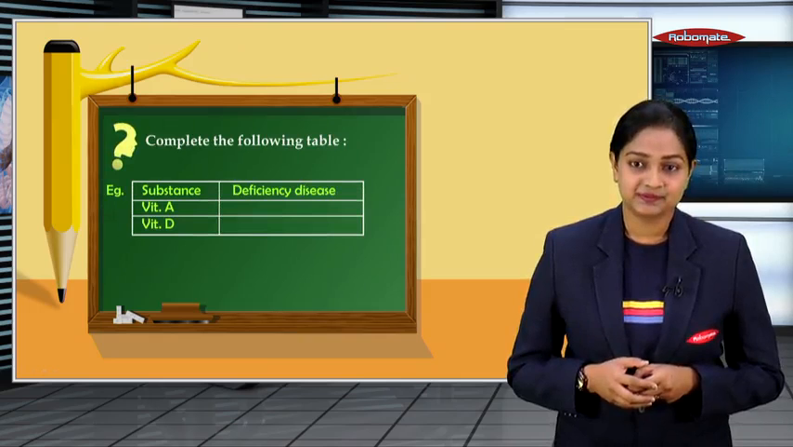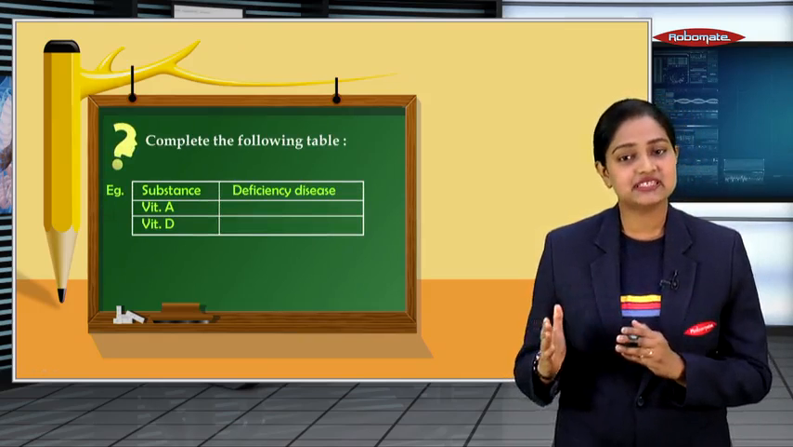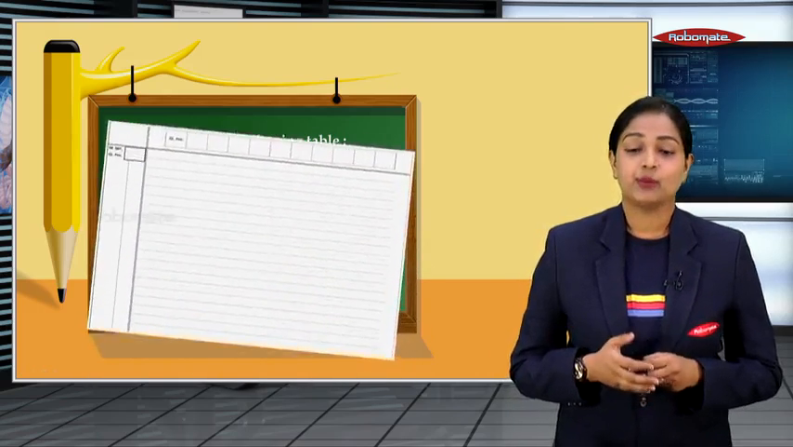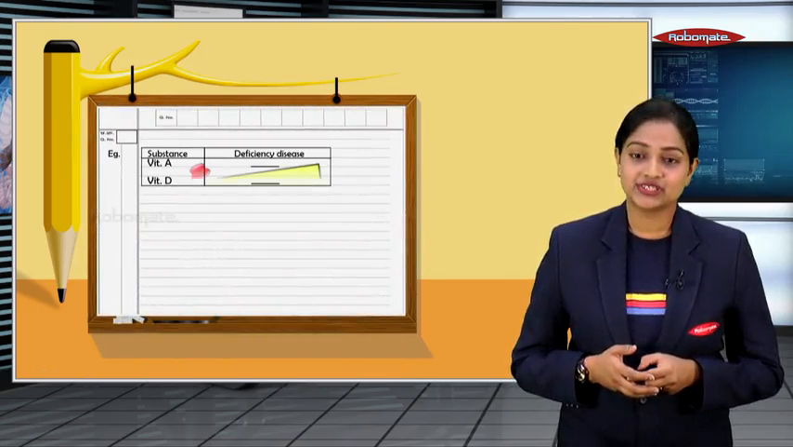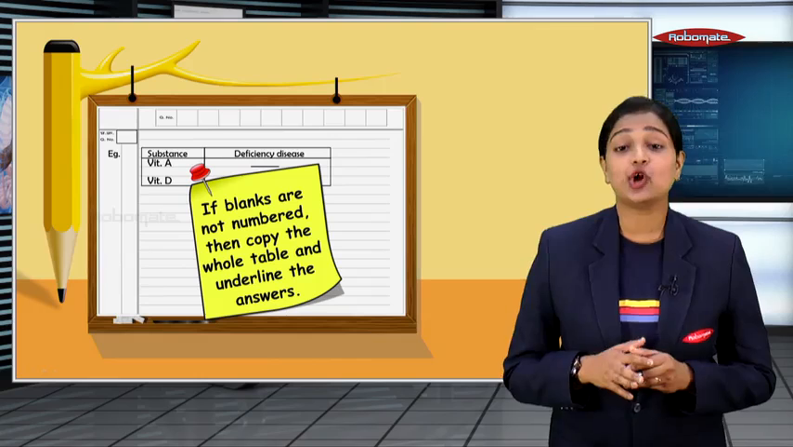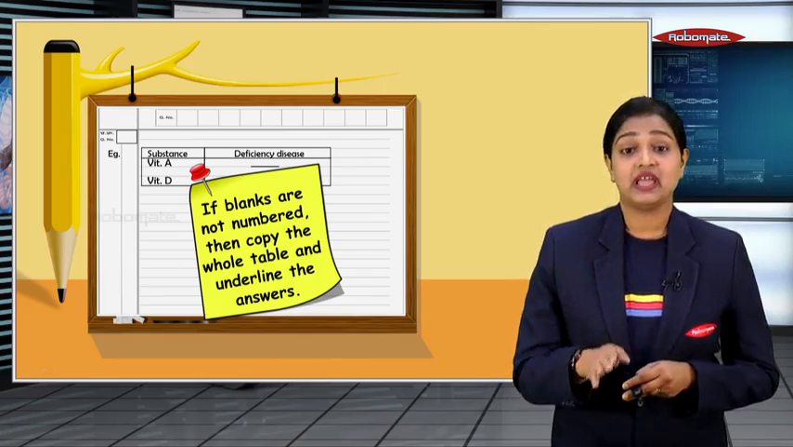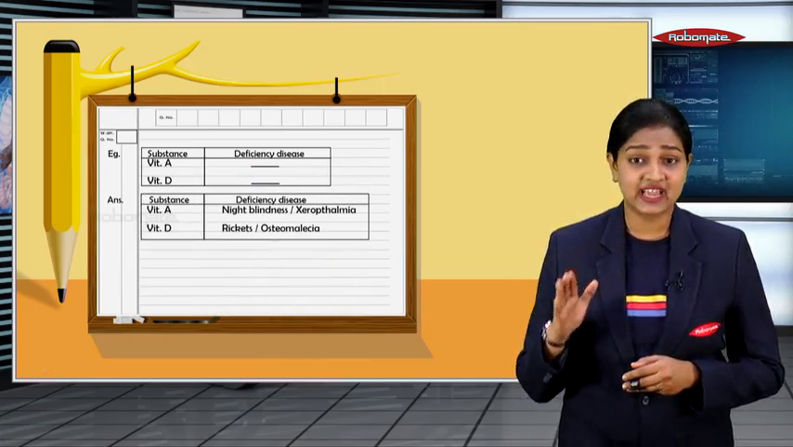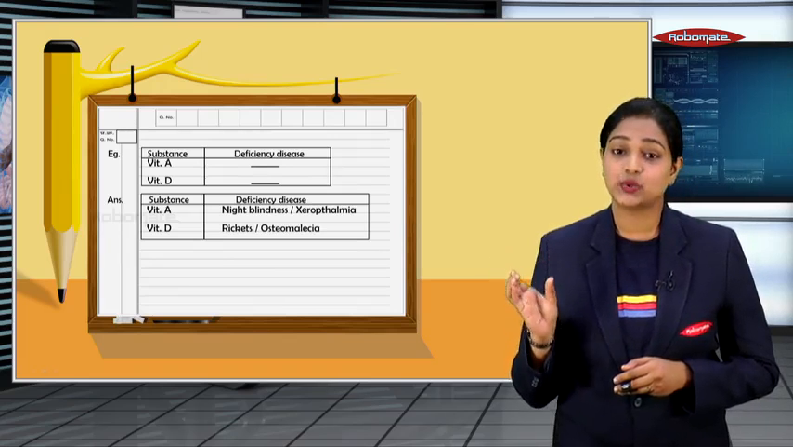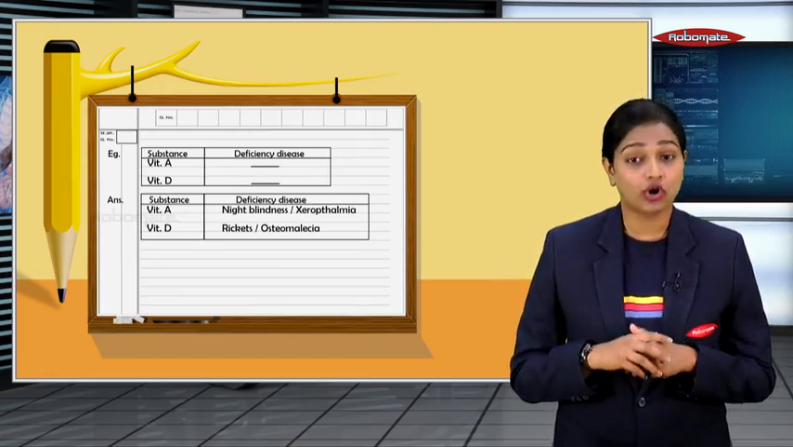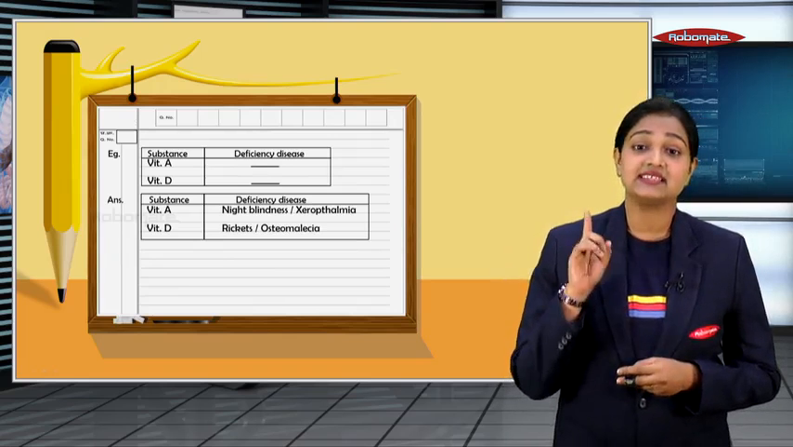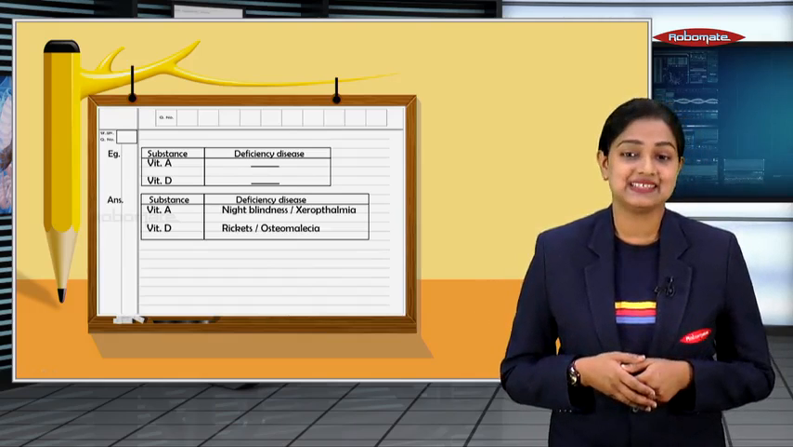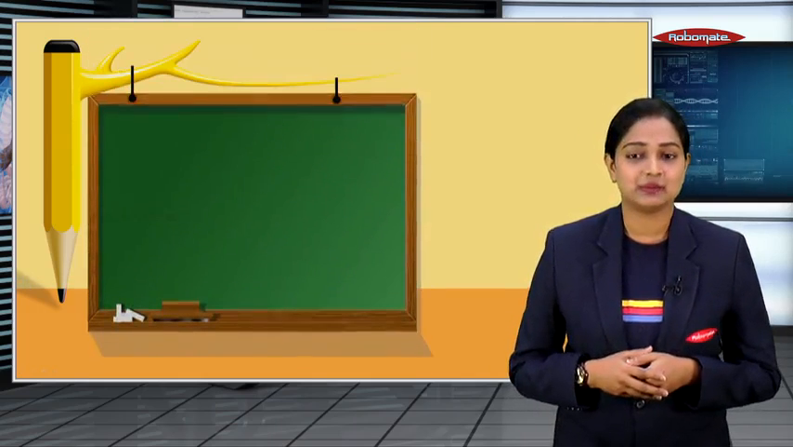Complete the following table. Over here, the example is substance given on one side and you have to write the deficiency disease which occurs. Moving ahead to the answers. Students, remember, if the blanks are not numbered, then copy the whole table and underline the answer. So the correct way of answering, on one side copy the entire table where you write substance, that is vitamin A, and the deficiency disease which is occurring because of deficiency of vitamin A, that is night blindness or xerophthalmia, and for the substance vitamin D, the deficiency disease is rickets or osteomalacia.